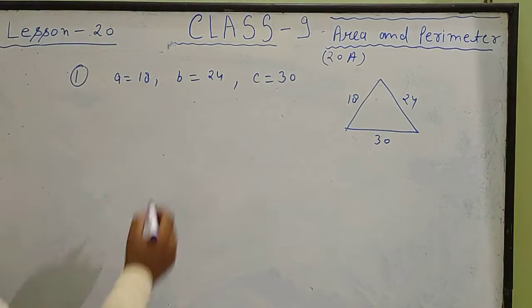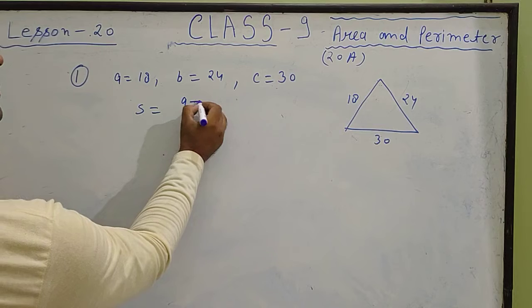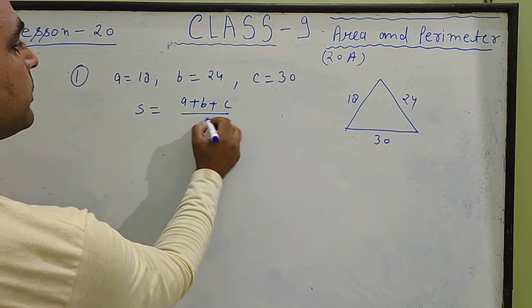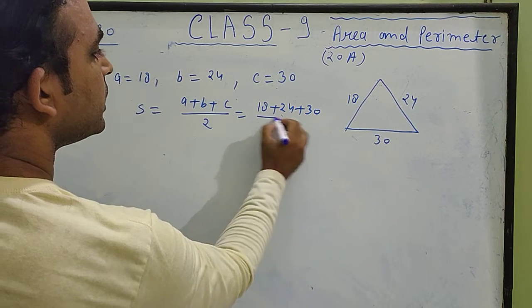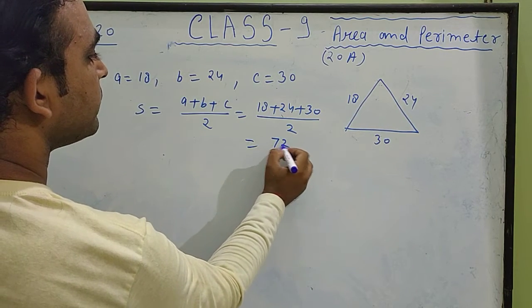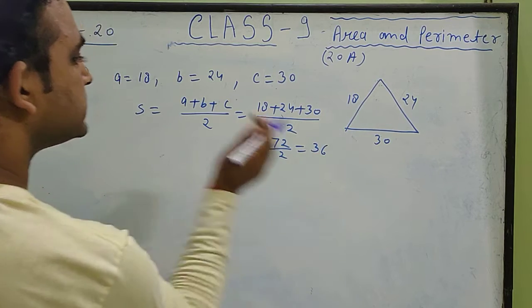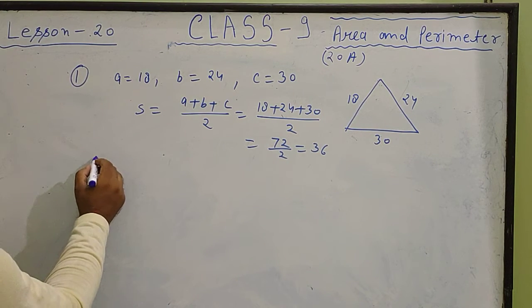Means the first side is 18, second 24, and third 30. So first we find the half perimeter, means a plus b plus c upon 2. 18 plus 24 plus 30 upon 2, that is 72 upon 2, which is equal to 36. Now we use Heron's formula.